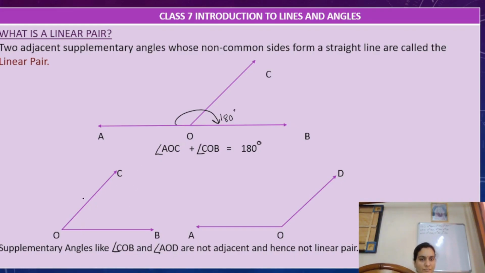Similarly here, angle COB and angle DOA, or AOD, however you want to say it, are not adjacent. Why? Because, let's say this is 60 and this angle here is 120, together they form 180 degrees, meaning they are supplementary angles, but they are not adjacent to each other. They don't share a common side or a common vertex, nothing in common between them. That is why they cannot be considered a linear pair. So, they have to be adjacent, they have to be supplementary, and they should form a straight line, only then will they be considered a linear pair of angles.